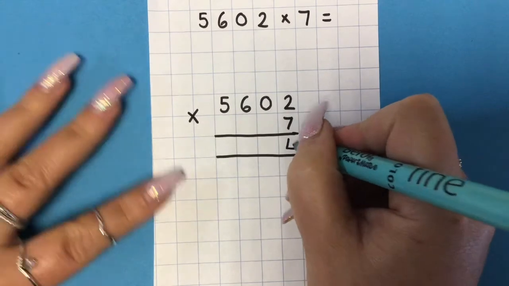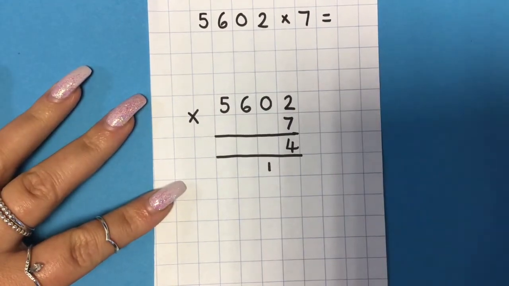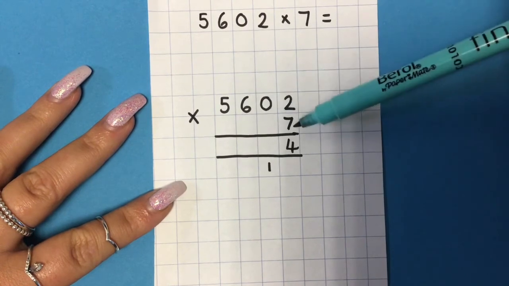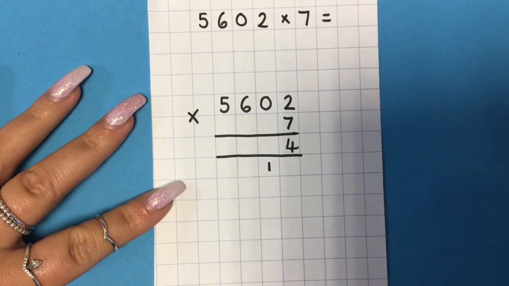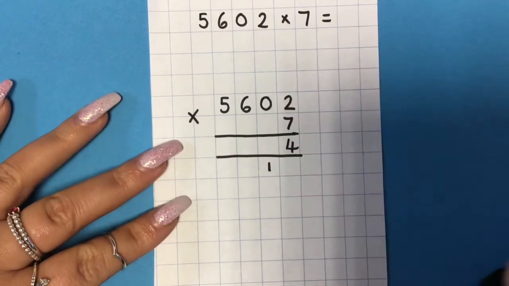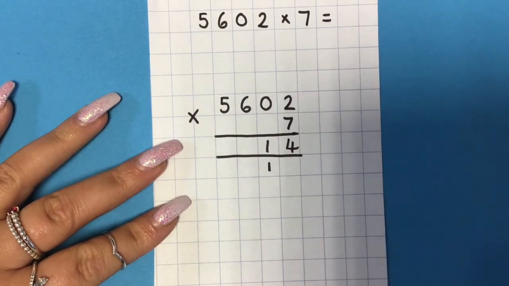Sometimes it can be added because you forgot to put that symbol. So 2 times 7 is 14. Now, this one is really important. A lot of people can get this one wrong as well. When we're multiplying any number by 0, the answer will always be 0. So 7 times 0 is 0, but we've got to add the 1, so the answer is 1.